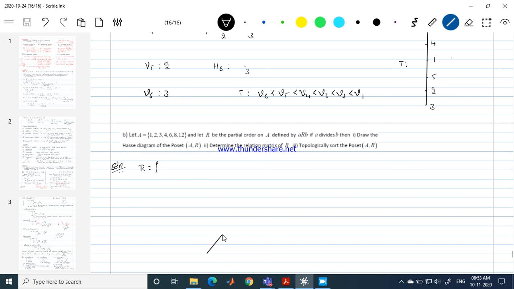Okay, at least write the Hasse diagram. 1 divides 2. Okay, and the question is not to write the relation here. If you want to write, you write it. Otherwise, directly go for the Hasse diagram. The question starts with draw the Hasse diagram. Okay, 1 divides 2. Next, what should be written? What should be written?